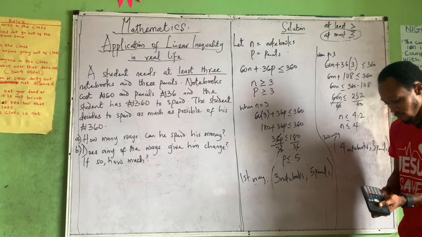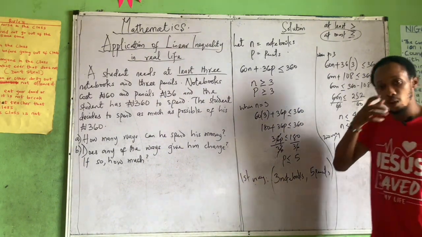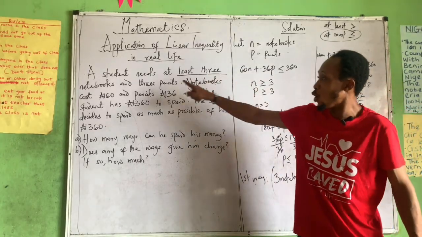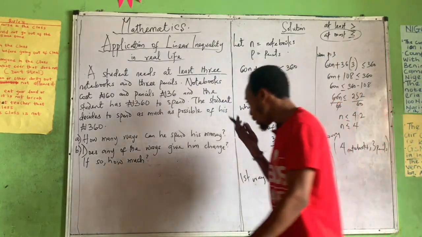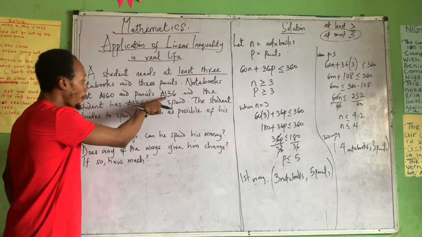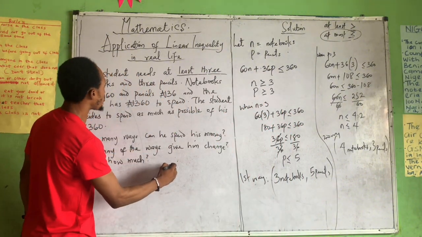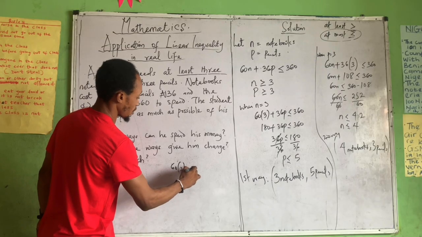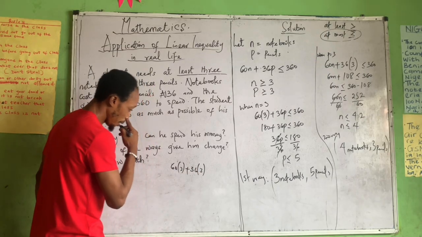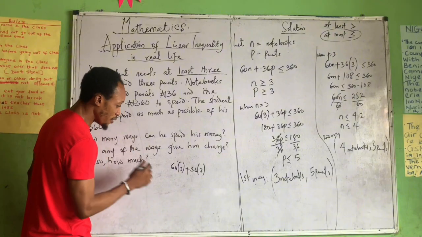Now, this 2, although you can also buy 3 of each. Let me show you how you can buy 3 of each, because it will not pass 360. If you buy 3 of each, 60 over bracket 3 plus 36 over bracket 3. If you buy 3, what will it give us?